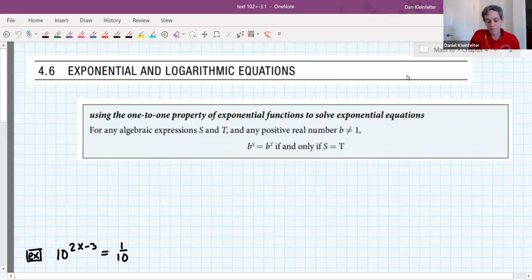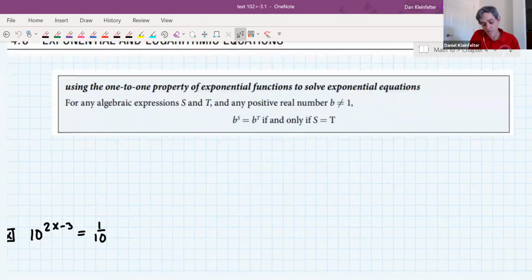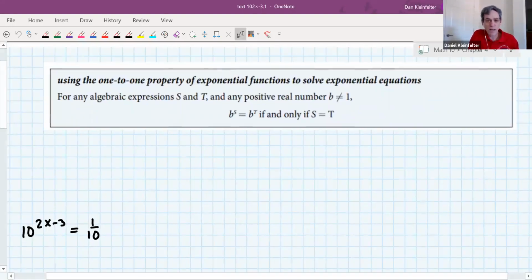Welcome back, everybody. In this video, we're working on section 4.6, which is about exponential and logarithmic equations. Basically, we're going to start by looking at some exponential equations, then some logarithmic equations. The first main property that we'll use to help us solve exponential equations goes like this.